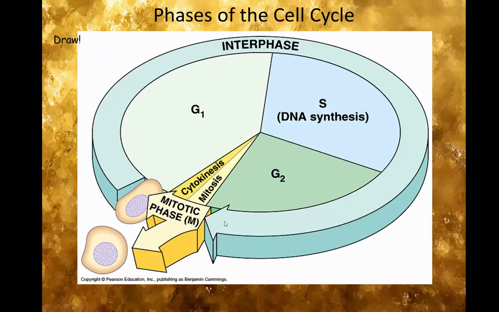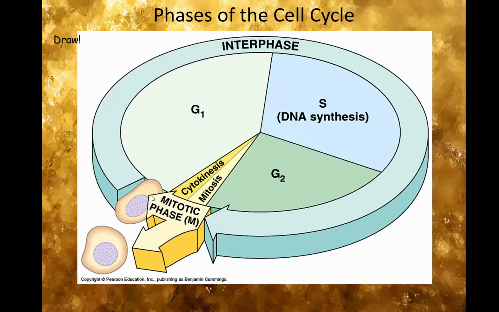And this is when the cell's doing what the cell's supposed to do. It could be a muscle cell, could be connective tissue, skin, hair follicle, or anything. The very small section here is what we just talked about, the PMAT. Here's the I, PMAT. Here's the PMAT and the C. This is the mitotic phase, which is called the M phase.